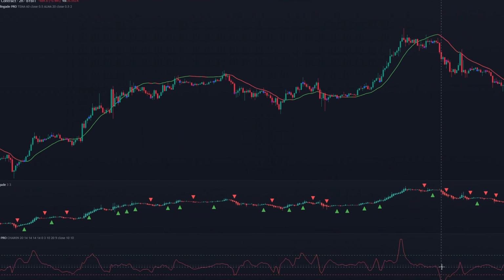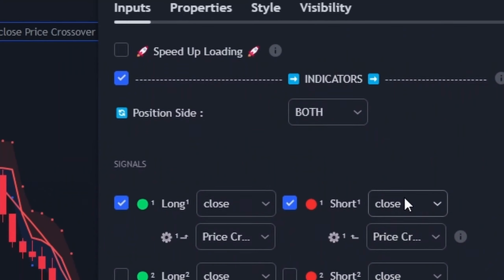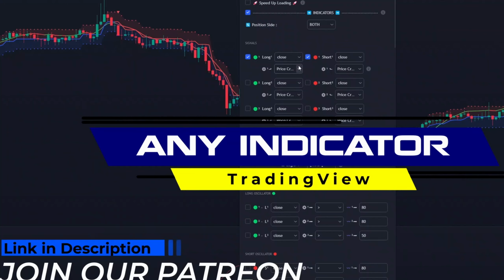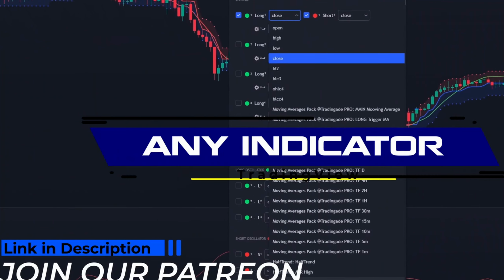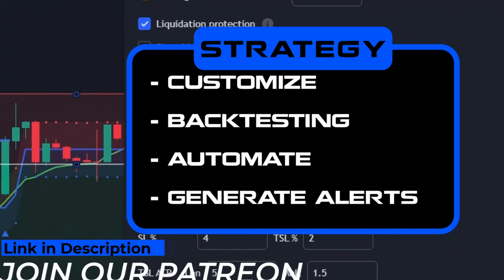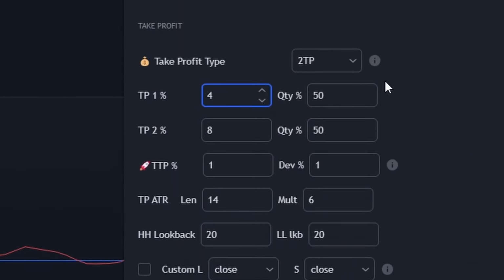Now that we have defined all of this, we are ready to convert this trading idea into a real strategy, using our strategy builder, a powerful tool that allows us to combine any indicator available on TradingView to generate buy and sell signals. We can backtest, automate strategies, set up alerts, and do all this cool stuff with just 2 clicks. Let's start by configuring our main entry signals.